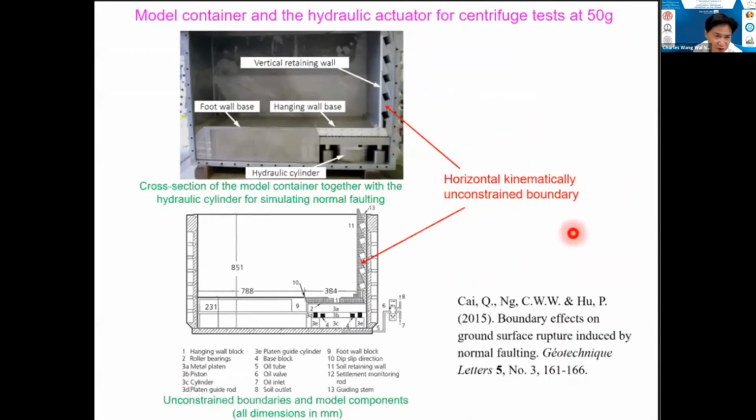For this horizontally kinematically unconstrained boundary, we allow the soil body here on the hanging wall side to move freely horizontally and vertically, versus a rigid boundary. Today I'm not going to present the rigid boundary test, but if you're interested, you can see this Geotechnical Letters paper published in 2015, where they compare the effects of different boundaries on the performance. Today I'll only report on the horizontally kinematically unconstrained boundary results.